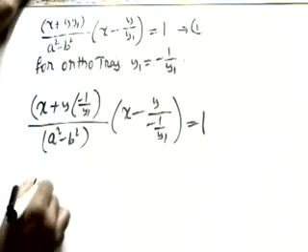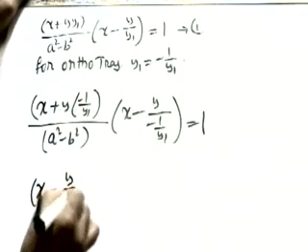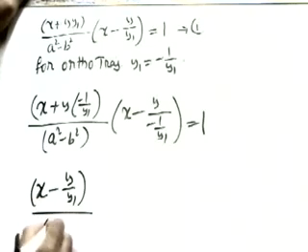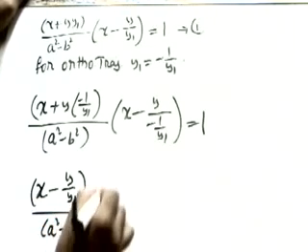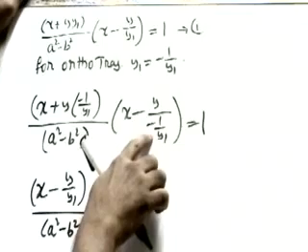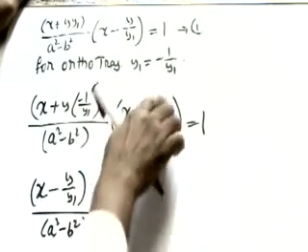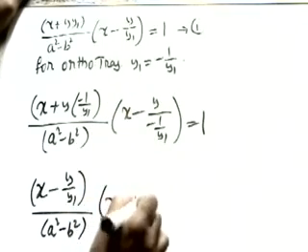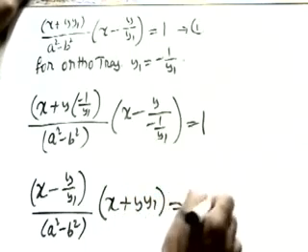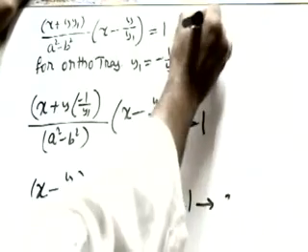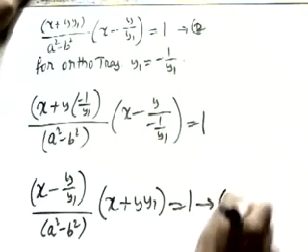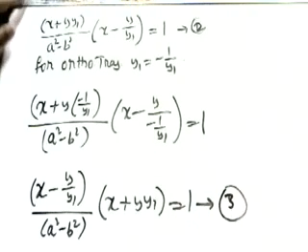This one, x plus into minus, minus x minus y by y1 divided by a square minus b square into, minus into minus will be plus, this will come in the numerator, x plus y by 1 equals to 1. Now note this as 2, sorry, note this as 3.